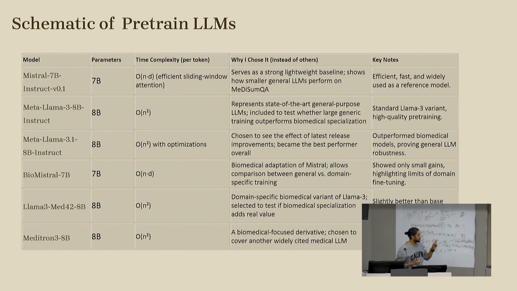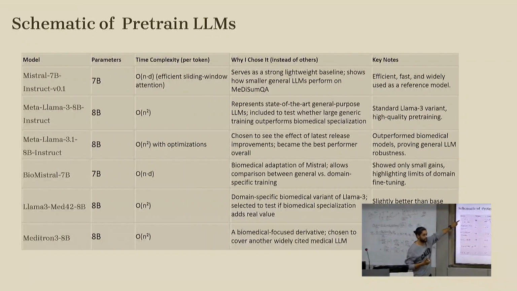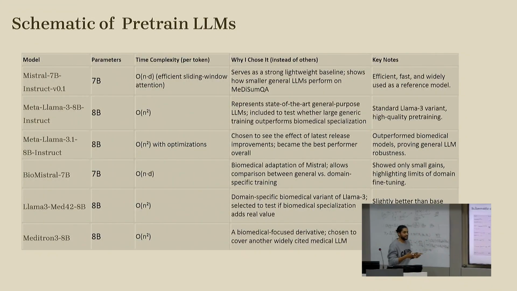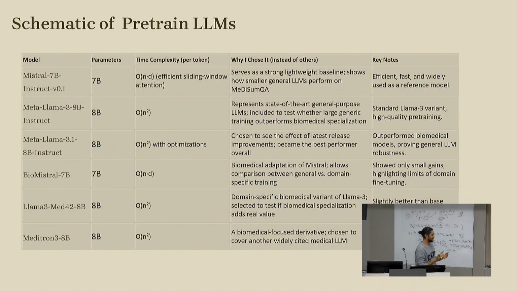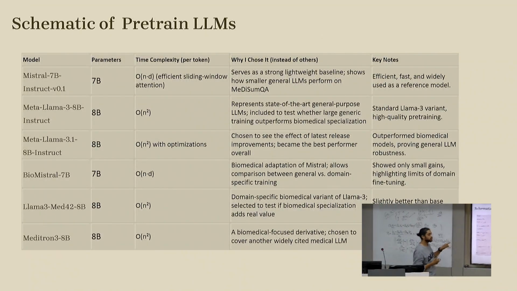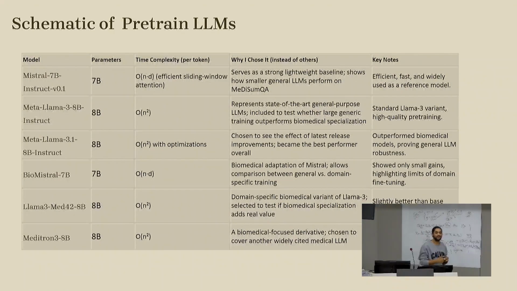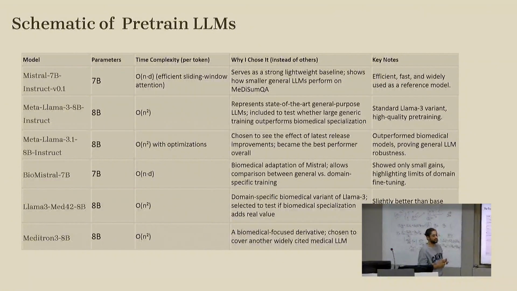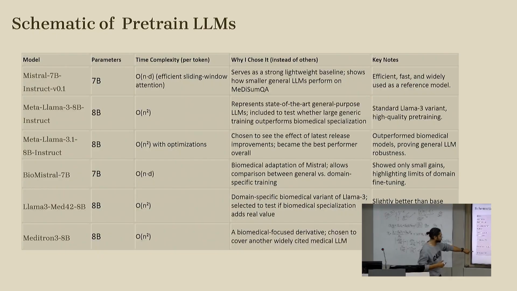After that I use BioMistral. BioMistral is the domain adaptation of Mistral 7B. I want to know, if a company launches something related to the biomedical field, how it affects results and whether it is good to use or not. The other one is Llama Med 42B. This is a totally domain specific model. I just want to know whether it is good to use a domain specific model rather than a general purpose model. The same goes for Meditron.